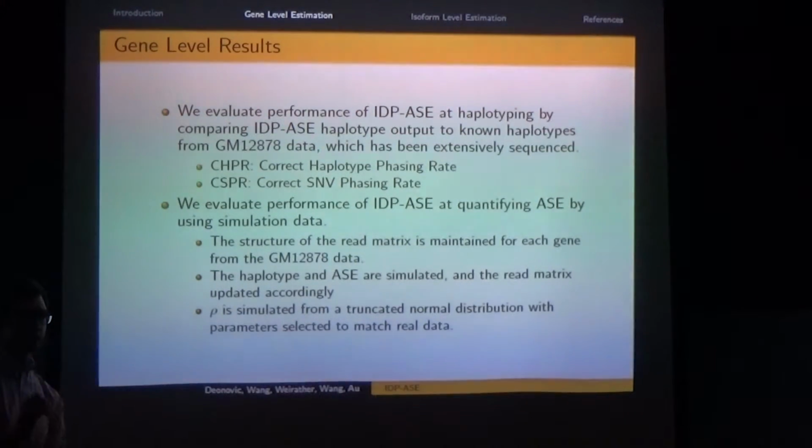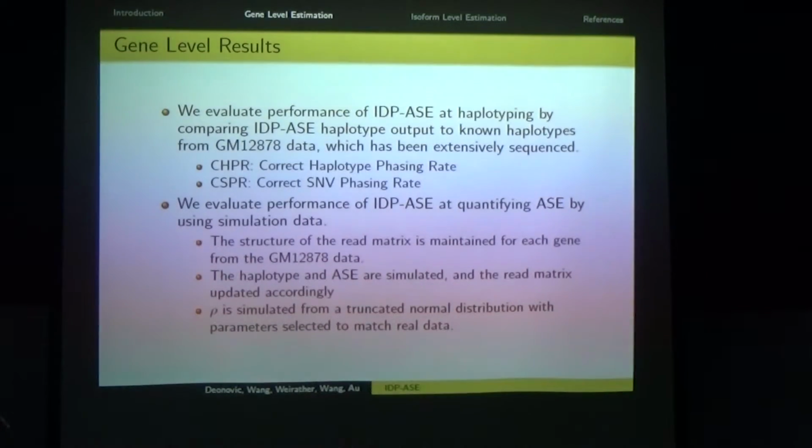CHPR is the correct haplotype phasing rate. So this means what proportion of the haplotypes we have exactly phased correctly. So if a haplotype is 0, 1, 0, our model outputs 0, 1, 0, it got it correct. If the haplotype is 0, 1, 0 and our model outputs 0, 1, 1, we did not get it correct.